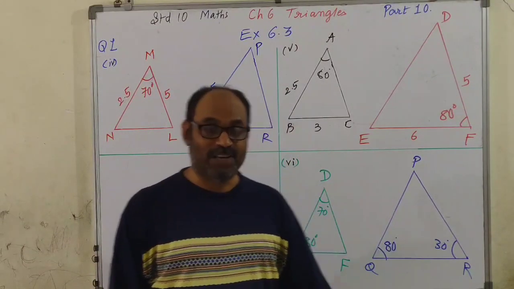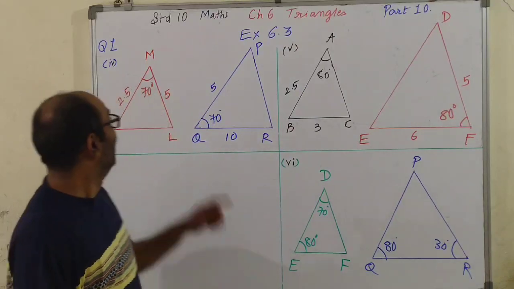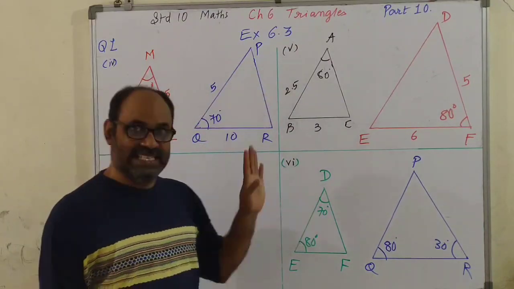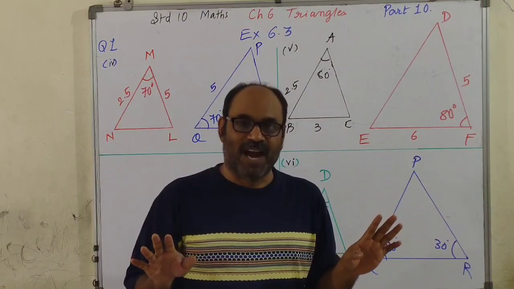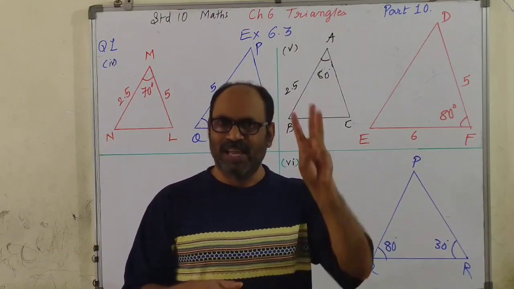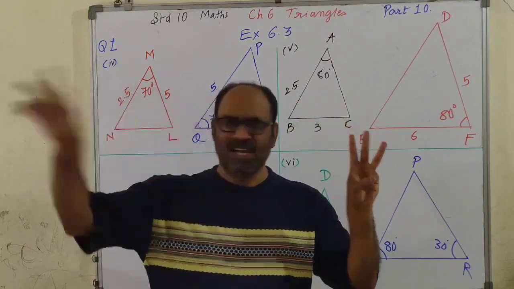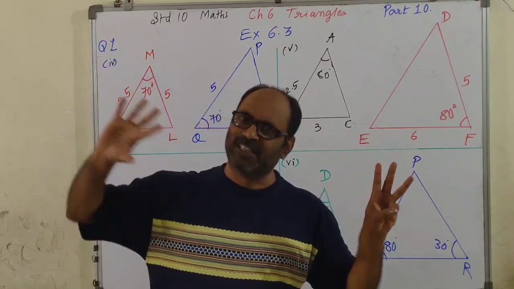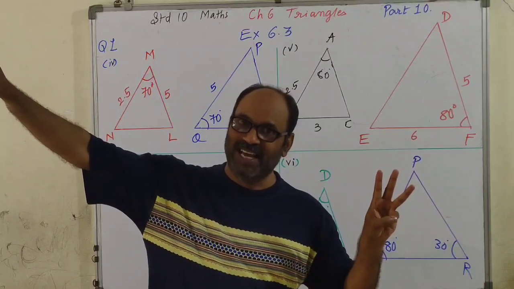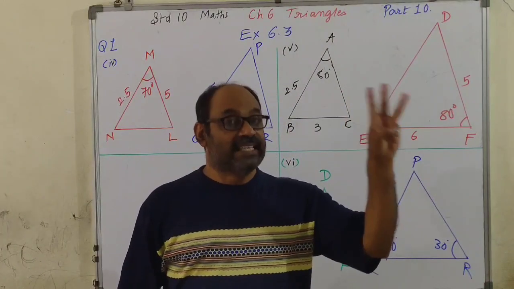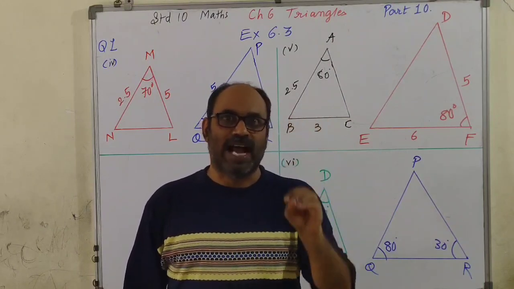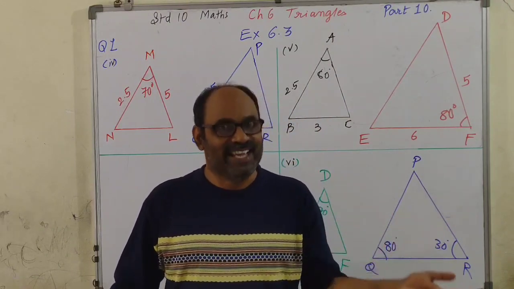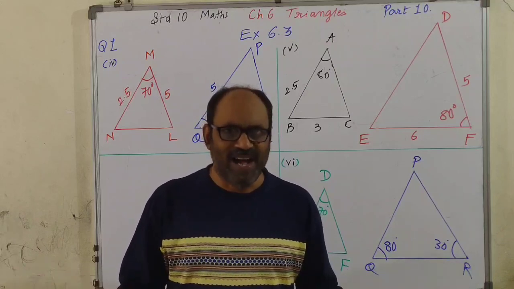In question number 1 of exercise 6.3, here is the fourth one, fifth one and sixth one. You have to decide whether the given triangles, a pair of triangles, are similar or not. We have three conditions and one definition. We are not going to use the definition because it is a very lengthy process. These are shortcuts. See, whichever is applicable, use it and show the two triangles are similar. If they are, if not, fine.